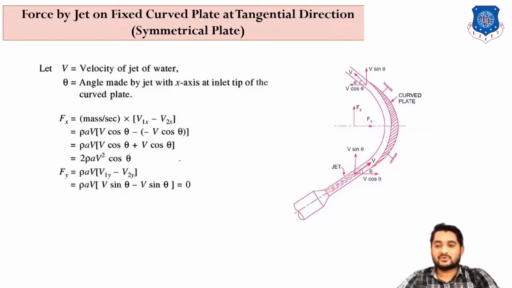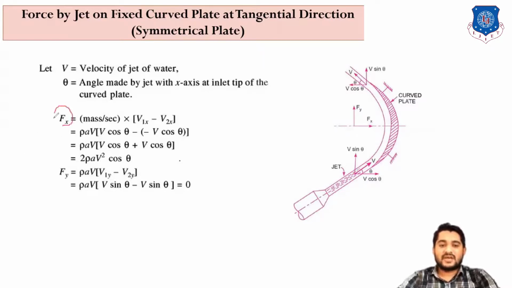So there are two components of inlet velocity: nearer to theta, that is v cos theta, and opposite to theta, that means v sin theta, right? After the impact, the velocity goes in this direction. So there are two components again, v cos theta and v sin theta, right? So we have to find Fx and Fy both in this case.